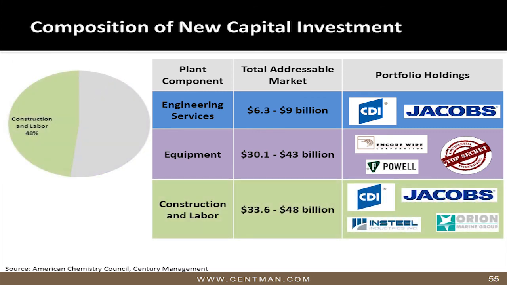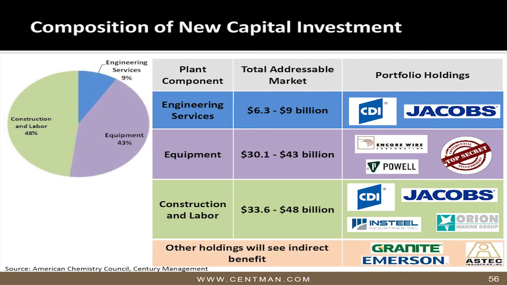The next 48% is the labor companies, the construction material and labor companies. We see $33 to $48 billion in incremental spending. Portfolio holdings here are again CDI and Jacobs Engineering. They're involved in the construction as well, but also Insteel and Orion Marine. Additional companies in the portfolio that will benefit are Granite, Emerson, and Aztec.